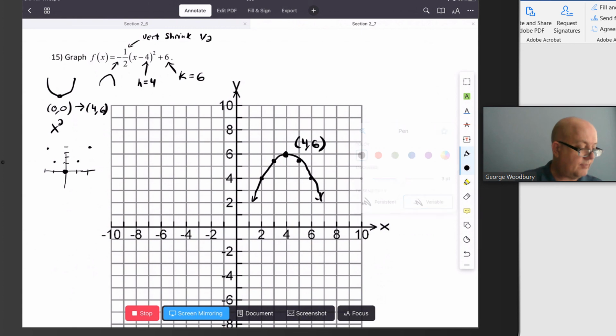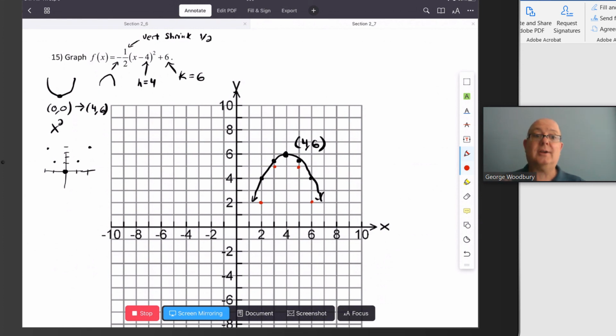Without the 1/2, let me switch it to red. Without the 1/2, the points would have been here instead. But they got pulled halfway back to that turning point, which we call the vertex. All right, so there's the graph of that function.